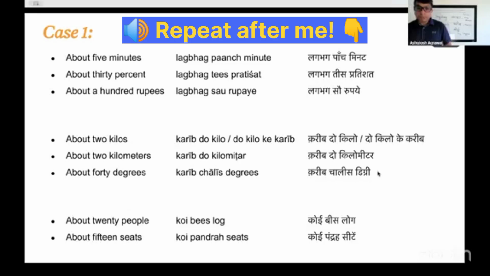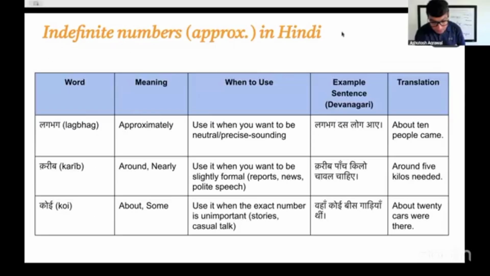As I said, Hindi speakers often use them interchangeably, right? The difference will be hard to pinpoint for some time, but as I said in the previous one, let me show you. When you want to be neutral, you will end up using lagbhag. When you want to be slightly more formal, you'll end up using kareeb. And when the exact number is not important, or you want it to come across casually, then you will end up using koi.